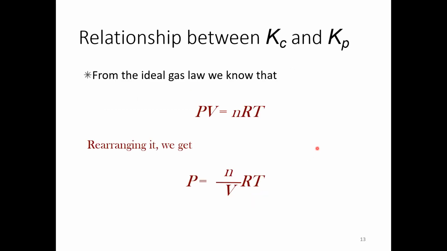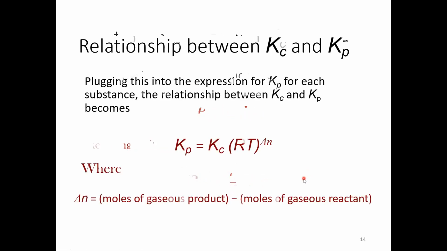And then with Kc and Kp, we're going to actually be able to relate those two together. So if we think about the ideal gas law, PV is equal to nRT, we can rearrange that just to solve for pressure. Divide both sides by volume, we get P equals nRT over V. And what we're going to be able to do then is use this equation to relate Kc and Kp. So if we already know what Kc is, we can calculate what the equilibrium expression is going to be in terms of the partial pressure of those different substances.